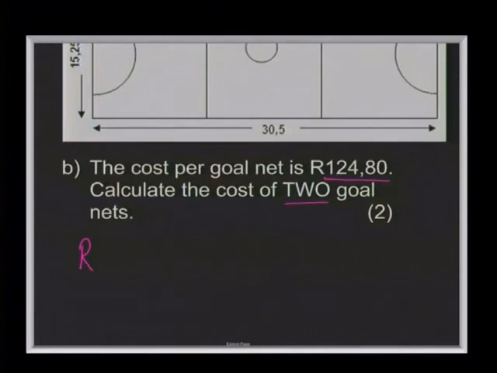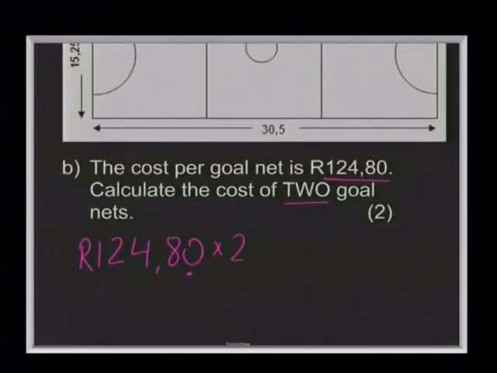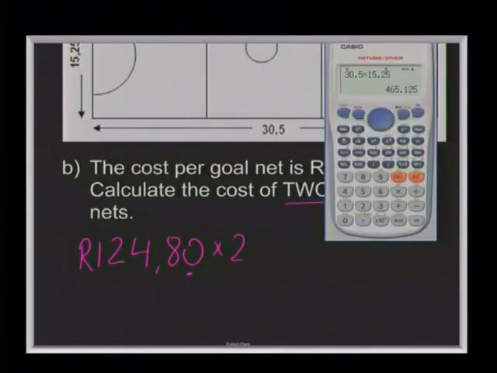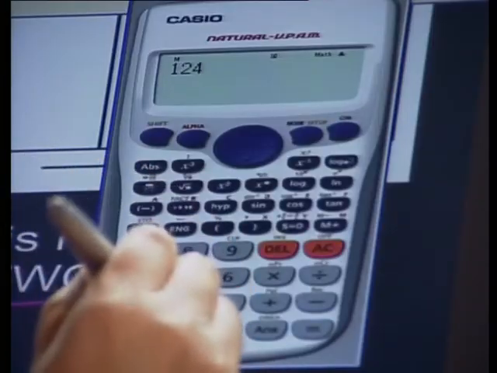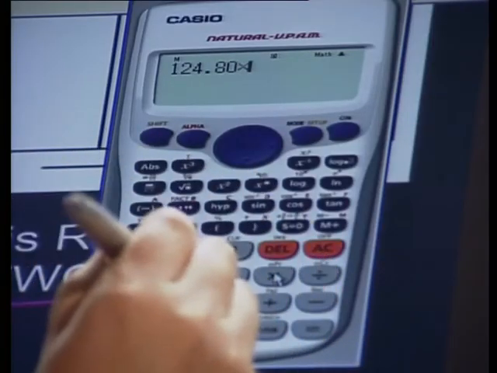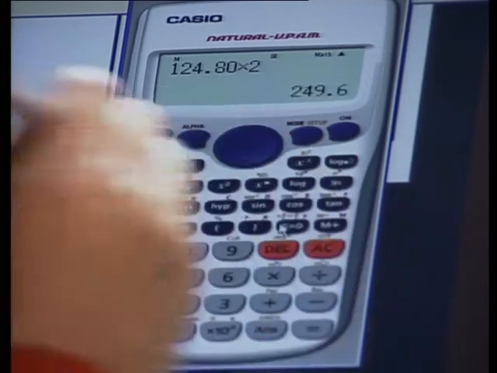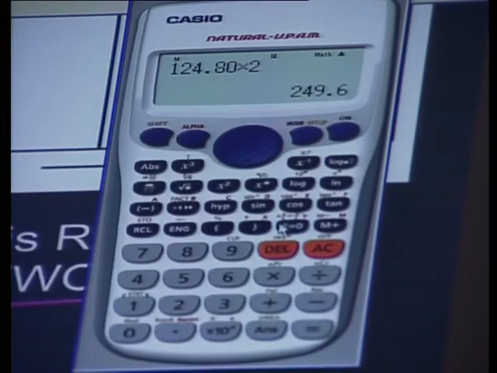So our cost per goal is 124 Rand 80. In this case, earlier I said to you that 0 didn't mean anything. In this case, my 0 means a lot. It's money. We have to have 2 decimal places. And I need 2 goals, so I'm going to multiply it by 2. Use a calculator again. 124 Rand 80 times 2, and we get an answer of 249 Rand 60.